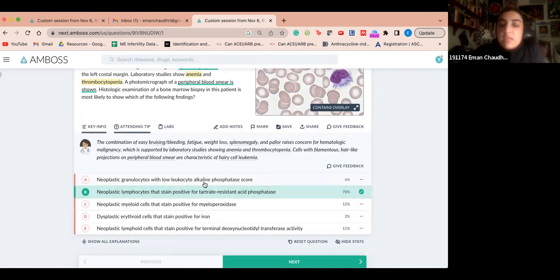So neoplastic granulocytes with low leukocyte alkaline phosphatase score, where would you see that? Perfect, CML, good job guys. Now, what would you see in a leukemoid reaction in comparison to CML? What is the difference? Exactly, high ALP or normal ALP? It's normal to high, good job.